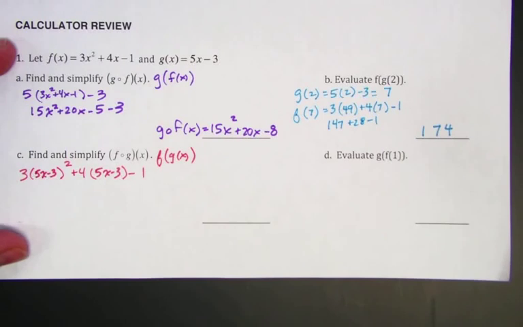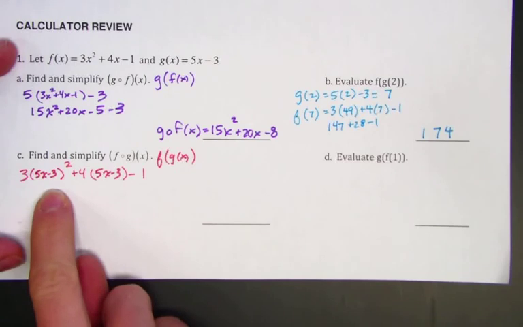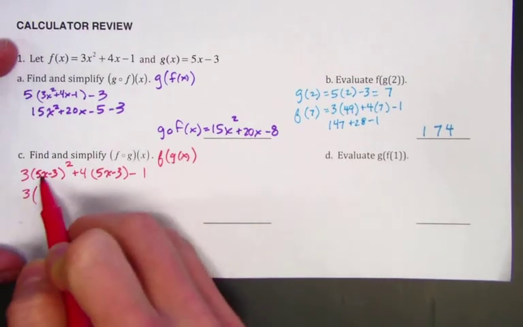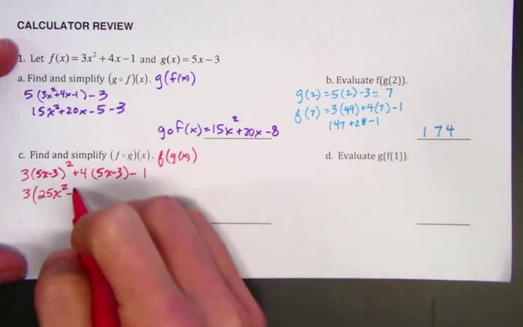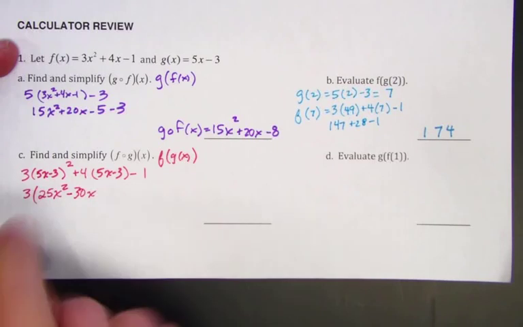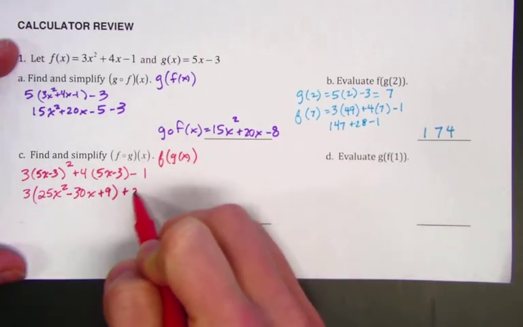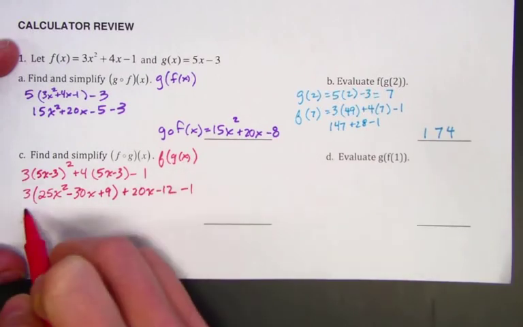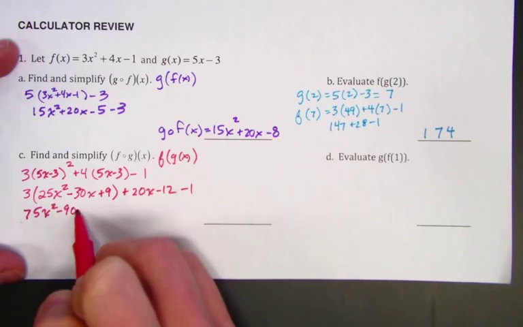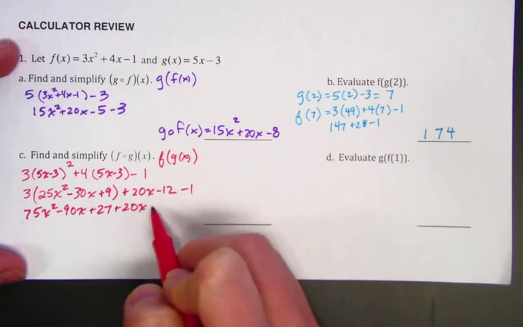And this is going to require a little bit more work because we have to square this binomial. So this is 5x minus 3 times 5x minus 3. If you work that out, you're going to end up with 25x squared, and then minus 15x minus 15x is minus 30x, and then negative 3 times negative 3 is positive 9, plus if you distribute the 4, you get 20x minus 12, and then minus 1. Distribute the 3 here, you get 75x squared minus 90x plus 27 plus 20x, negative 12, negative 1 is negative 13.